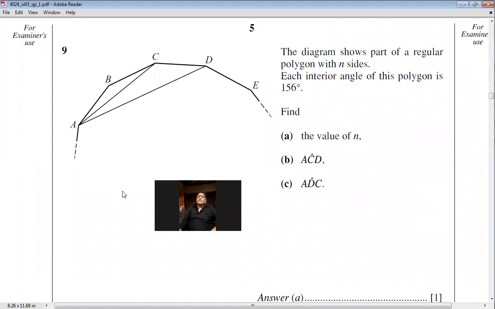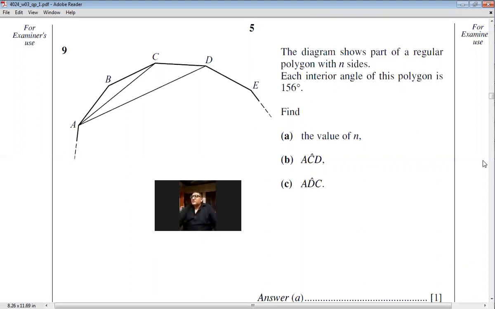Now we have question number 9 on your screen. The diagram shows part of a regular polygon with n sides. Each interior angle of this polygon is 156. Find the value of n, or the number of sides, is the question. You know, the interior angle formula is 180 bracket n minus 2 bracket close divided by n. That gives you one internal angle.